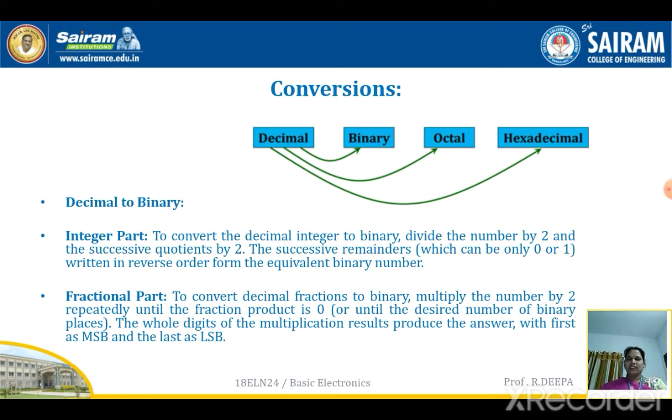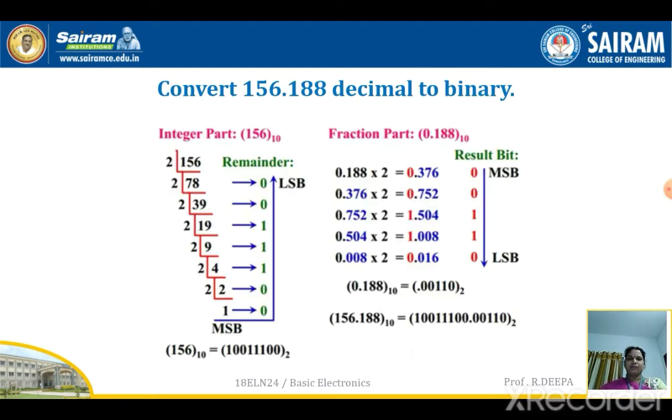This can be explained with the help of an example to make it very clear. This is the example I have taken: the number 156.188, which is a decimal number. You need to convert this decimal number to binary. As I told, for the whole part, that is the integer part, 156, you need to keep dividing by 2.